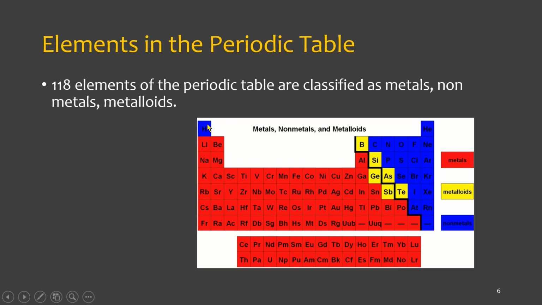And how do we define a metal? By its ability to donate electrons and to form a cation. So metals tend to form cations, positive ions, and non-metals tend to gain or share electrons, and they become negative ions.